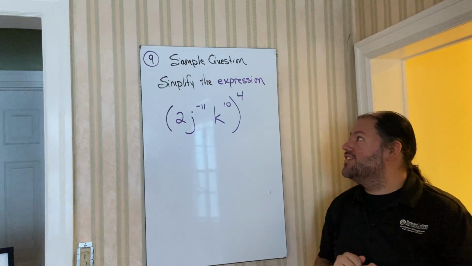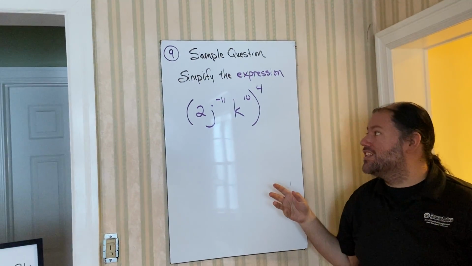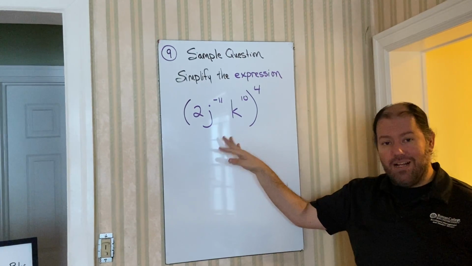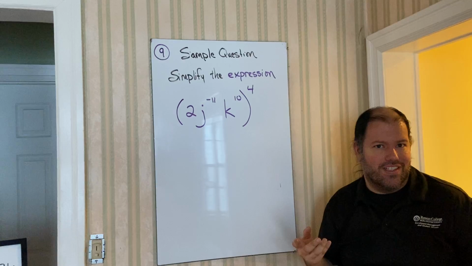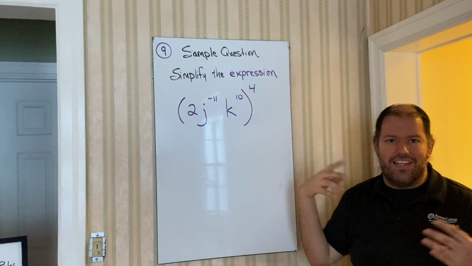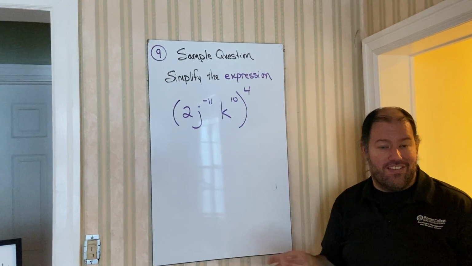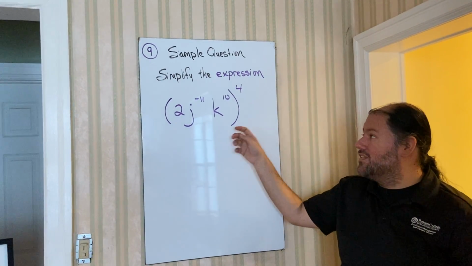So we have sample question number 9. This is simplify the expression. I'm going to do 2 problems here just because some people are going to get a positive one and some people will get a negative. And I just want to be fair game so that you can see both of them in action.